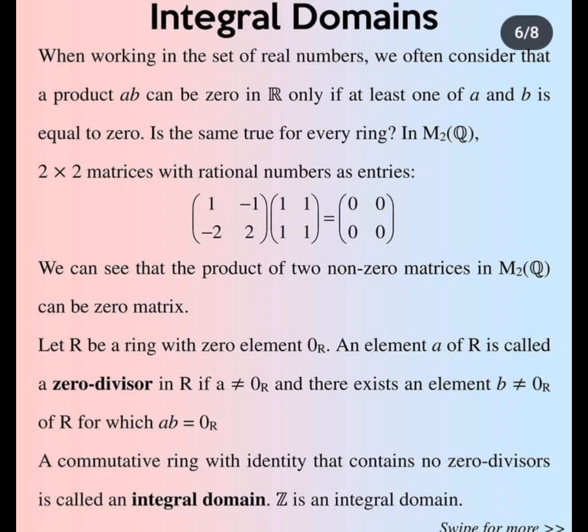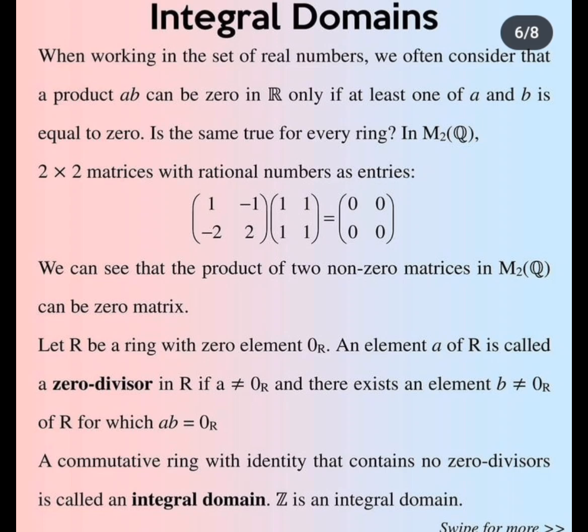So if I'm picking two elements from the set of integers, and I'm multiplying them together and I'm having zero, it simply means that at least one of these elements must be zero for our answer to be zero. Either a is equal to zero or b is equal to zero. So is the same true for every ring? Is it true for every ring?